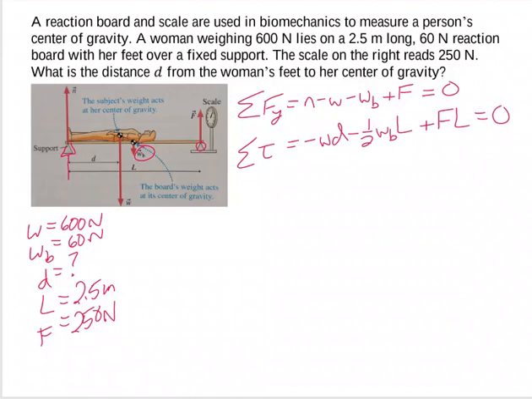Yeah. So solving for D, I'm going to move the WD term to the other side and then divide by W. So I'll have positive D equals negative 1/2 W sub B L plus F L divided by W. Just like that. And we can plug in our numbers.